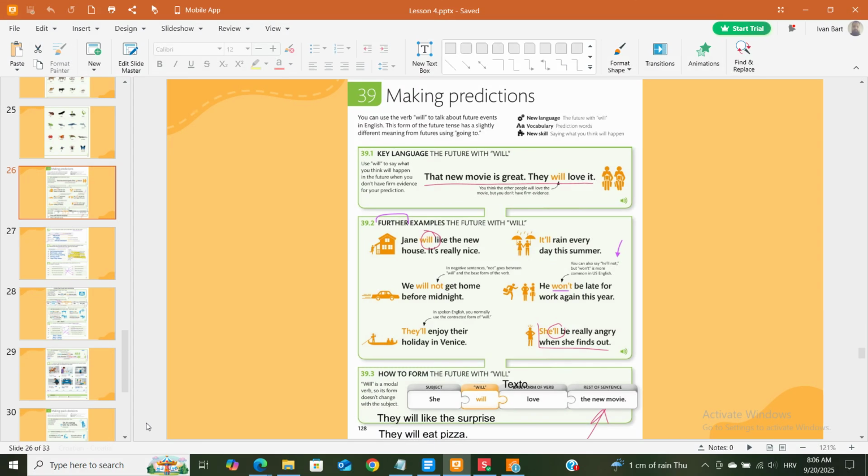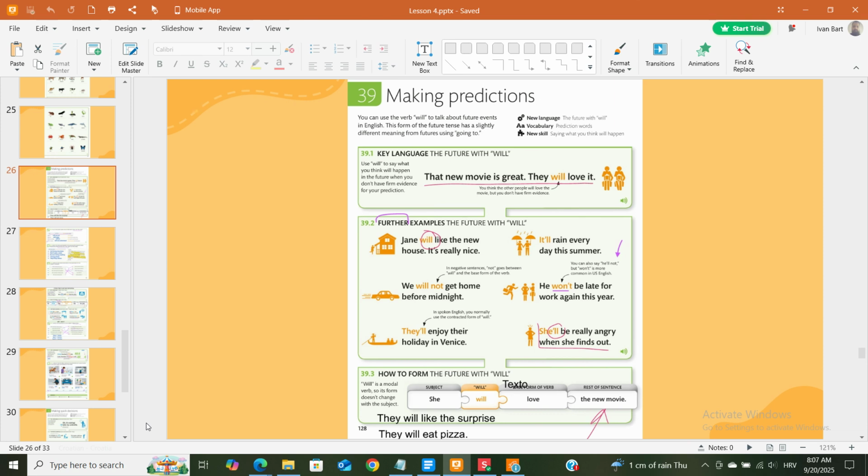They'll enjoy their holiday in Venice. It'll rain every day this summer. You can also say he'll not, but won't is more common in US English. He won't be late for work again this year. She'll be really angry when she finds out.